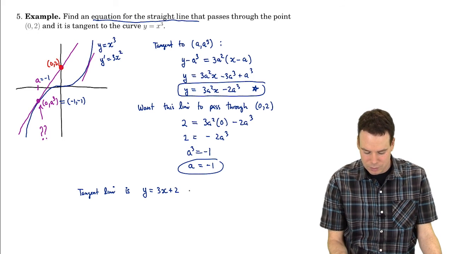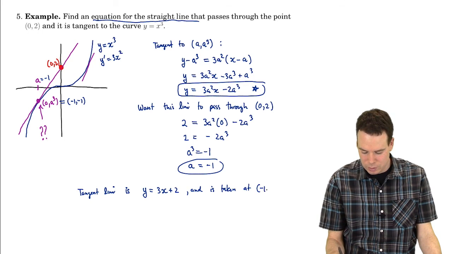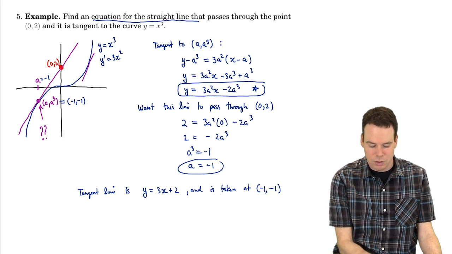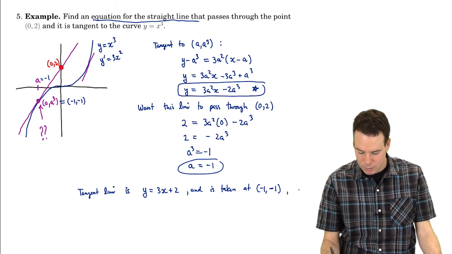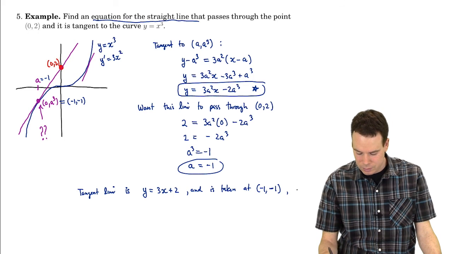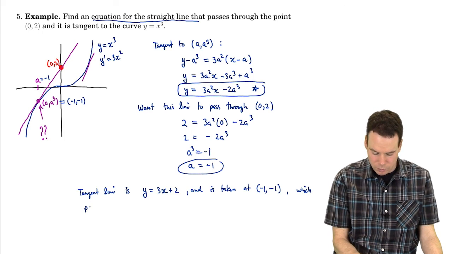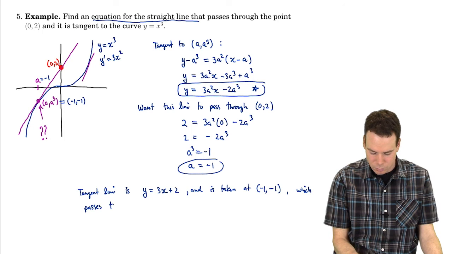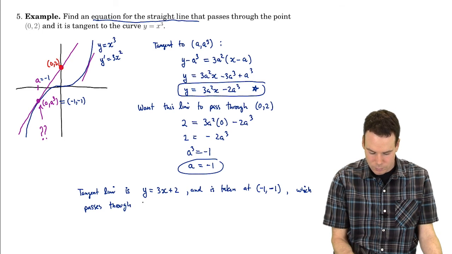So that's the equation of the tangent line, and it is taken at the point (negative 1, negative 1). That's where the tangent line is taken to the curve. So the tangent line is this, and is taken at that point. And this tangent line is the one that passes through (0, 2).